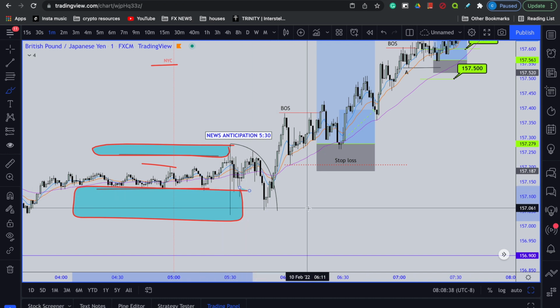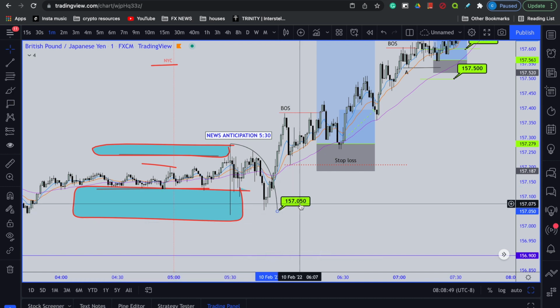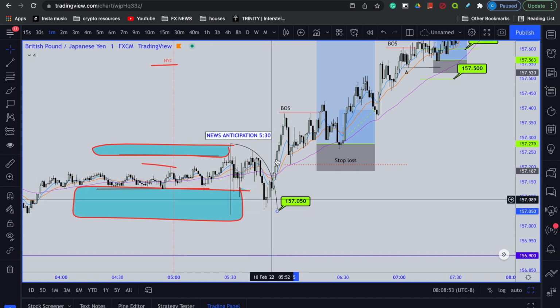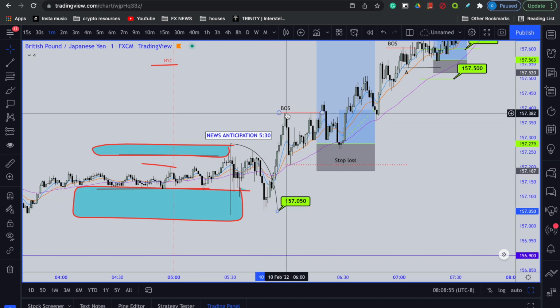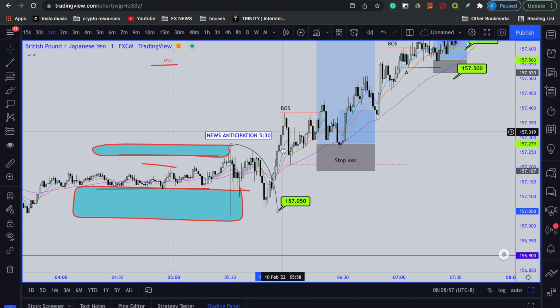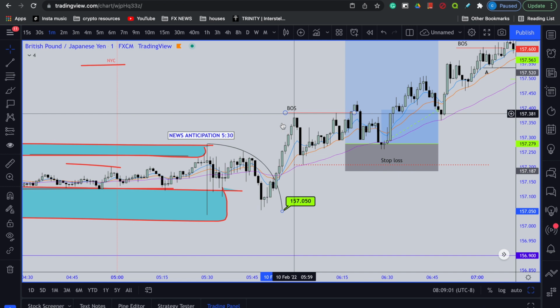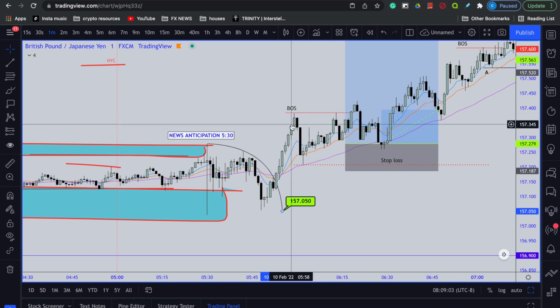Then the market rejects a psychological level. Look at this accuracy, guys. Okay, look at this accuracy. We see the 157.050 psychological level get rejected. And from this psychological rejection, what do we see? A bullish new break of structure. The market then comes and creates a new bullish high. So the market creates a new structural high that leads to a new structural higher low.